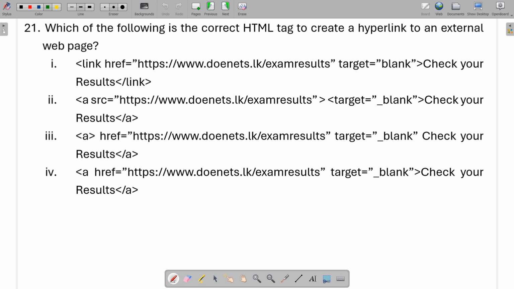21. Which of the following is the correct HTML tag to create a hyperlink to an external web page? To create a hyperlink, we need the anchor tag. Anchor tag starts with a simple A, just a simple A to indicate the anchor tag. So this is wrong, this is starting with link. Link is a different kind of tag that we use in HTML. Because of that, the first answer is disqualified.